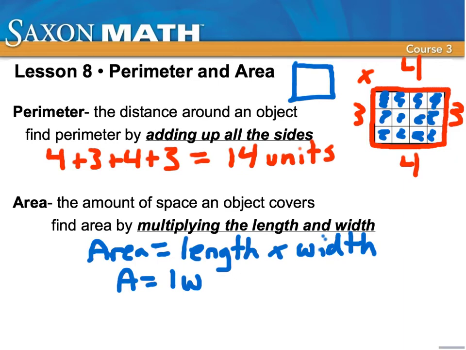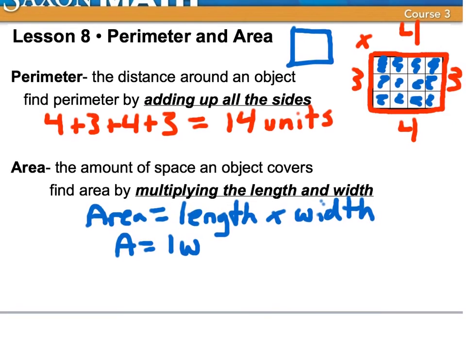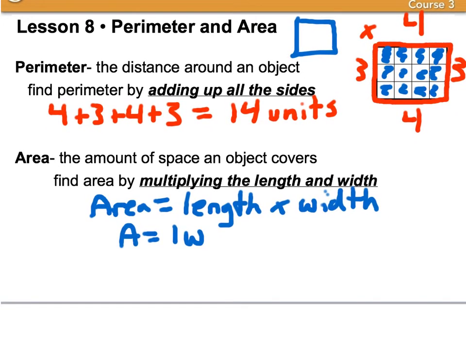Alright, so to solve for the area of this by using the formula, we just need to plug in the correct numbers. I'm going to slide this up a little bit here. We're trying to find the area. We don't know what that is. The length is usually my longer side, and the longer side in this case is 4. It's the length times the width. My width is the shorter side, that's 3. So I'm going to take 4 times 3, and I'm going to get an area of 12.